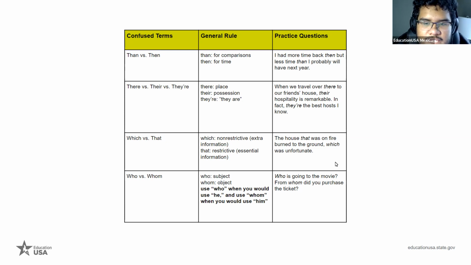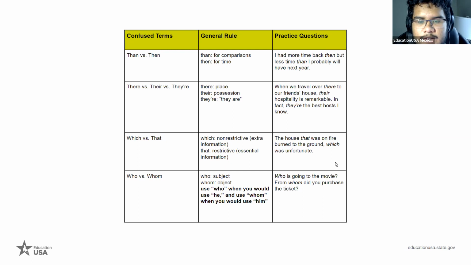The house that was on fire burned to the ground, which was unfortunate. The reason they use "that" here is because you could have just the sentence, the house burned to the ground, but the extra phrase, "that was on fire", provides the context for why it burned to the ground. It was on fire some time ago. And then the second part of the sentence, "which was unfortunate", is giving the speaker's opinion about the whole subject matter. But it's not necessary. He could just say the sentence without it and it wouldn't really be all that different.